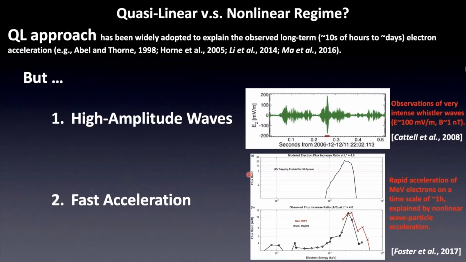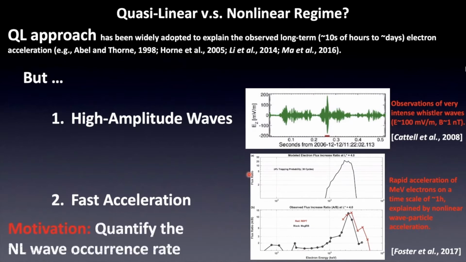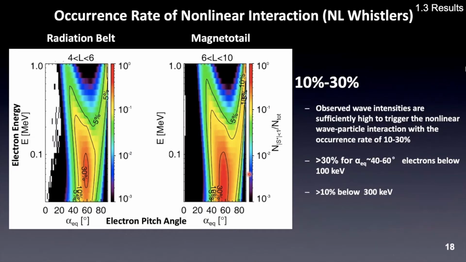So this raises a question: how important are the nonlinear effects in the radiation belt dynamics overall? That's what motivates our work here. We will try to quantify the occurrence rate of nonlinear whistler-mode waves using about 8 years of Van Allen Probes and THEMIS observations. So let's just look at the results straight away.